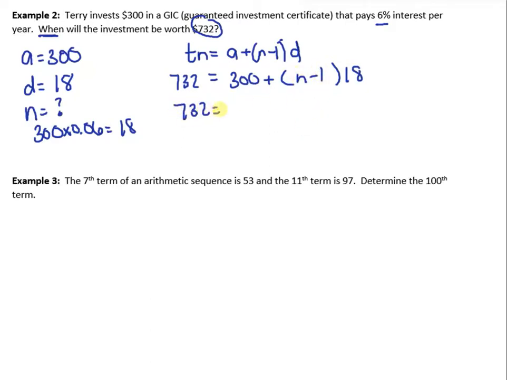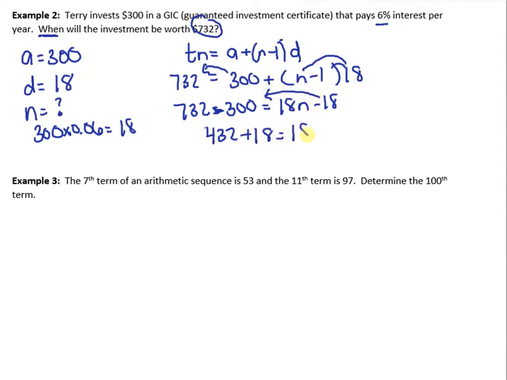Okay, and now let's just expand. Let's bring that 300 over, actually. So we'll go 732 minus 300 equals, and I'm going to expand this 18 into the brackets. We get 18n minus 18. So 732 minus 300 is 432, I believe. This negative 18, let's bring it over. Let's go plus 18, and that's going to be equal to 18n. So altogether, I get 450 equals 18n.